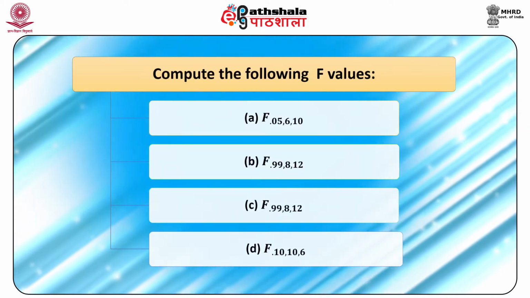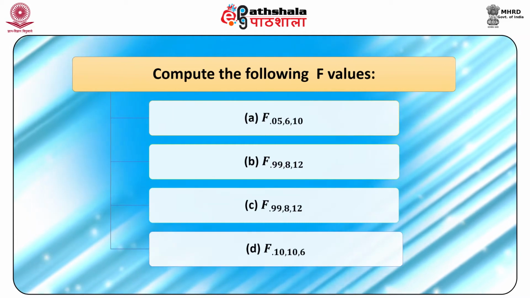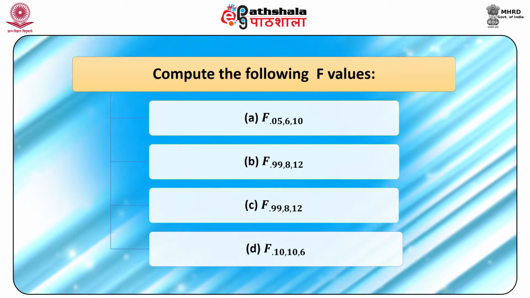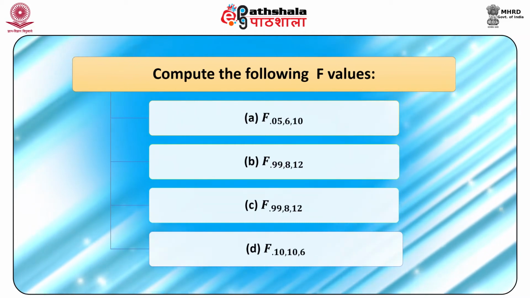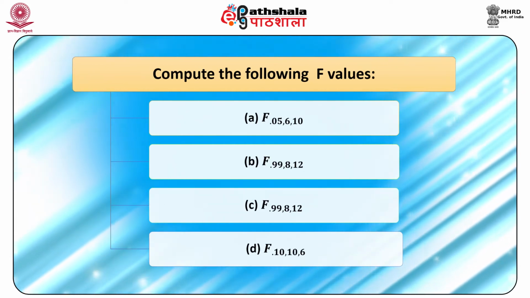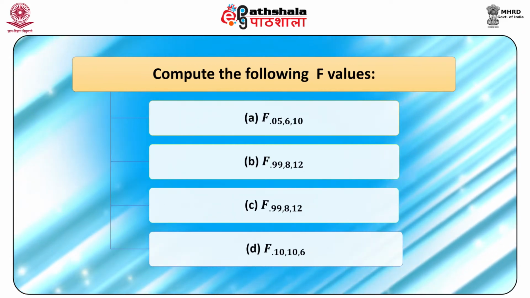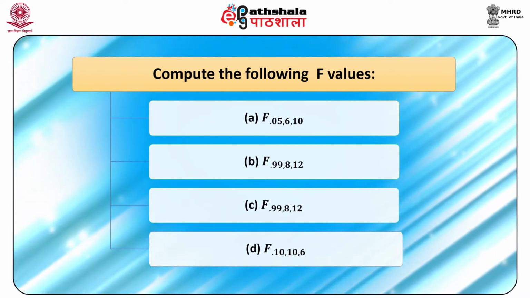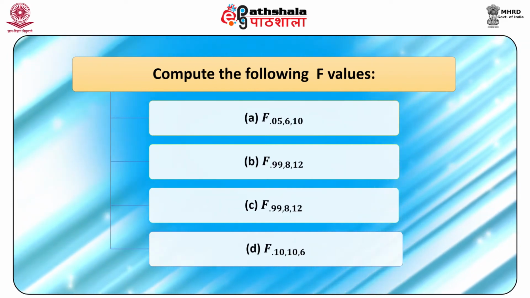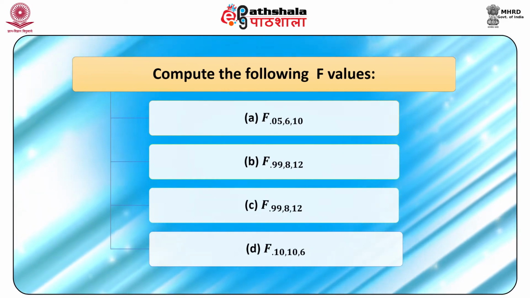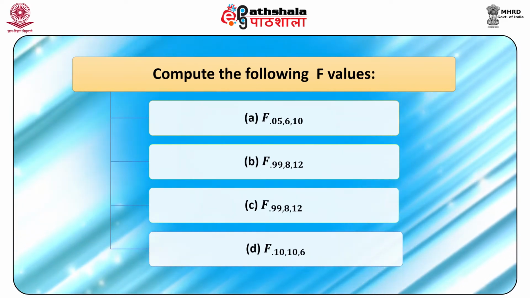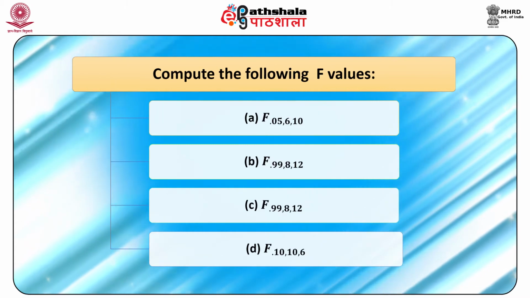Let's take an example. Compute the following F values: A, f 0.05 for 6 and 10; B, f 0.99 for 8 and 12; C, f 0.95 for 5 and 12; and D, f 0.10 for 10 and 6 degrees of freedom. Let's see the solution of these to understand them better.